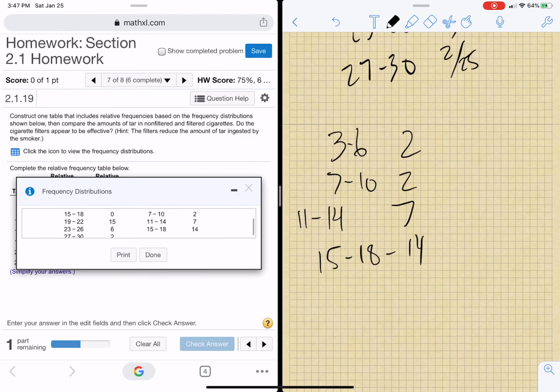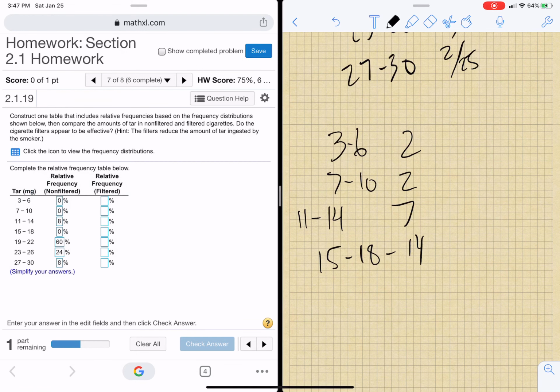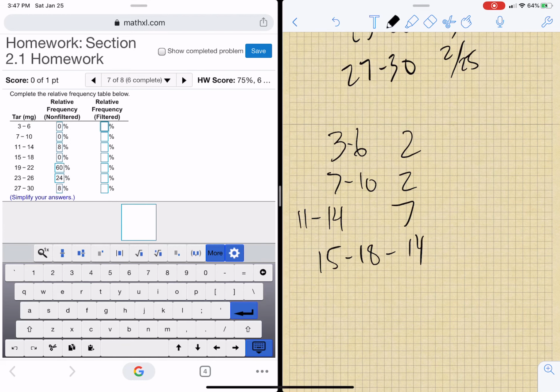Okay, so that's all there was. 1, 7 to 10. Okay, good. Okay, were there any 3 to 6s? Yep. And let's see if there's 25 here. 14, 16, 18, there's 25. So any of these numbers are going to be divided by 25 to put them in percents. Okay, 3 to 6 is going to be an 8%. Okay, 7 to 10 would be another 8%. Because it's 2 and 2. 2 times 4 is 8.